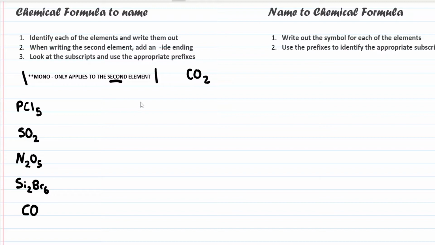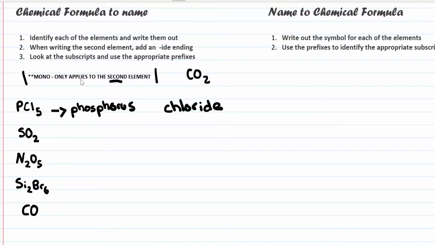So first things first, here we see this example, PCl5. You know that P is going to stand for phosphorus. Let's write that out. Phosphorus. And you know that there's going to be chlorine, so you're going to have chlorine. But as you see over here, the second step, when you write the second element, you have to add an ide ending. So it's going to be chloride.